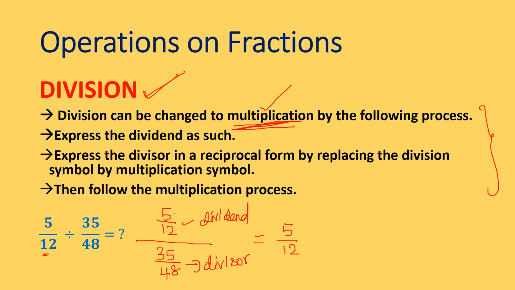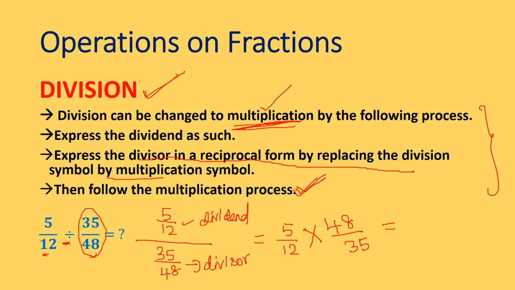Now see the third rule: express the divisor in reciprocal form by replacing the division symbol with the multiplication symbol. So now this division symbol is going to become a multiplication symbol, by taking the reciprocal of this divisor. So can I reciprocal now? 48 by 35. Now see the last step: then follow the multiplication process.